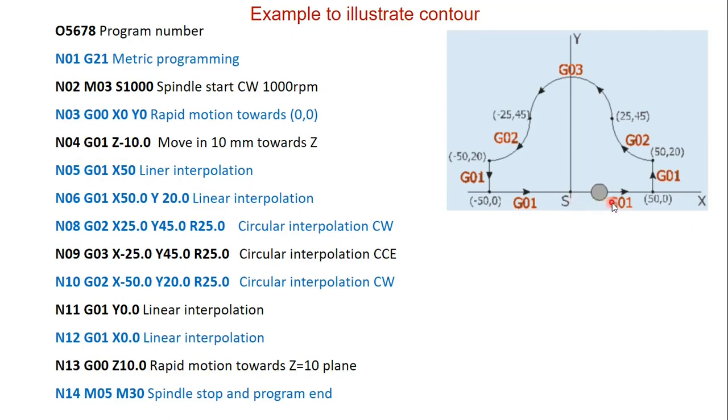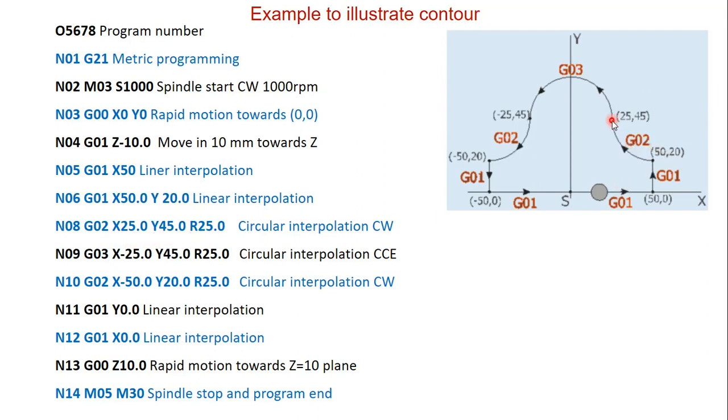From this position I'll go here, that is linear interpolation, G01 x50 y0. Then again linear interpolation G01, only y is changing, so that's why you can see y is 20. And then from here I am going circular interpolation. Okay, so when I am here I have to mention what my endpoint is. The endpoint is this one, so that's why you can see x25 y45, and then I have to give the radius. So radius is 25, and which type of direction? This is clockwise. So G02 x25 y45 r25.